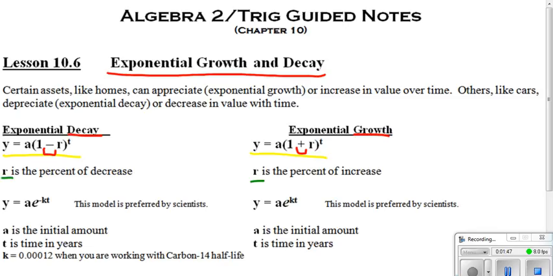So, in all of these cases, though, r is the percentage of increase or decrease. So if it grows by 10% or if it decreases by 30%, it would be that percentage of increase or decrease that is expressed in a decimal value. So if it was 30%, you would use 0.3. If it was 5%, you would use 0.05.